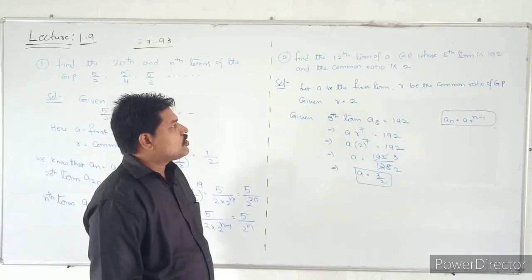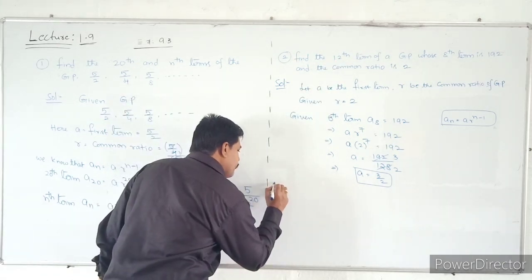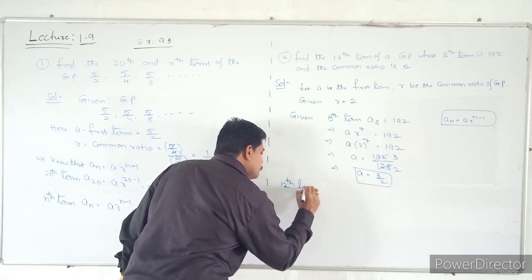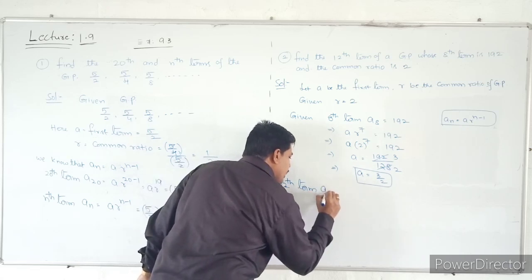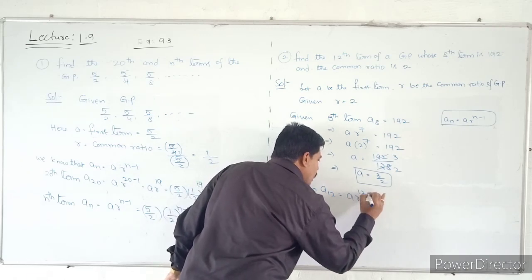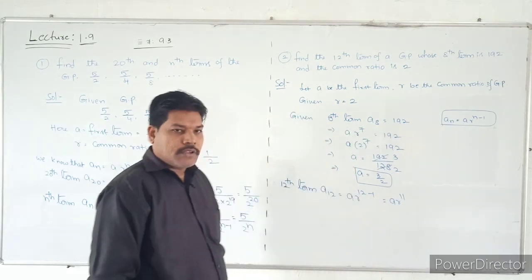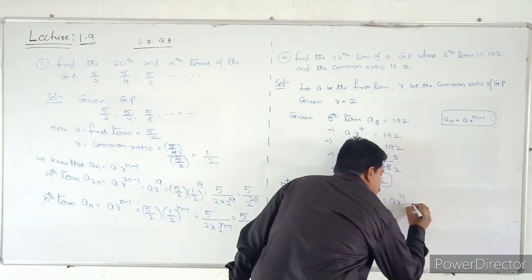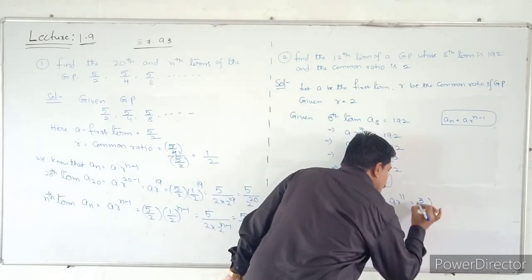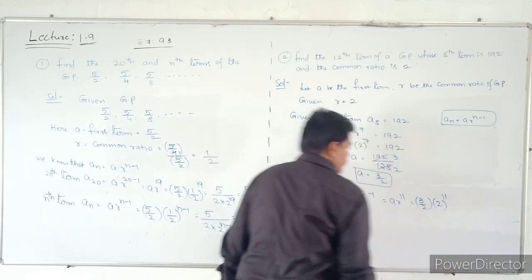After getting the A value, what is the question they are asking? You have to calculate the 12th term. Therefore, the 12th term, A12 is equal to, what is the 12th term? A into R power 12 minus 1. So it will become A into R power 11. So here you can calculate this value, that is equal to, A value is 3 by 2 into R value is 2 whole power 11.